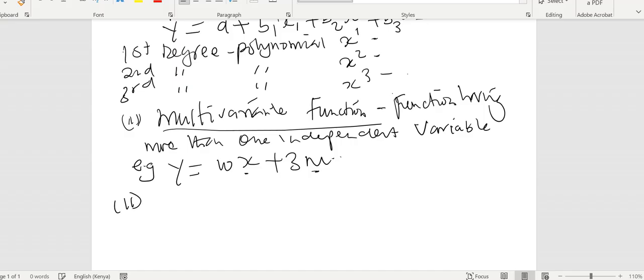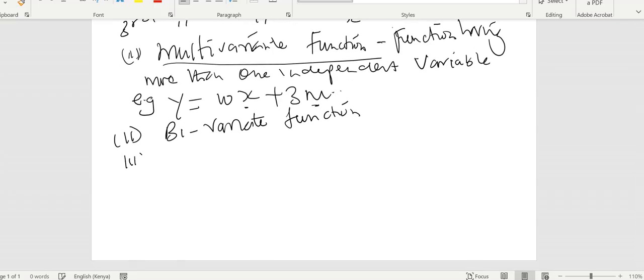The second one, there is what you call bi. Bi means two. Bivariate function. So a bivariate function is a function that has two independent variables.